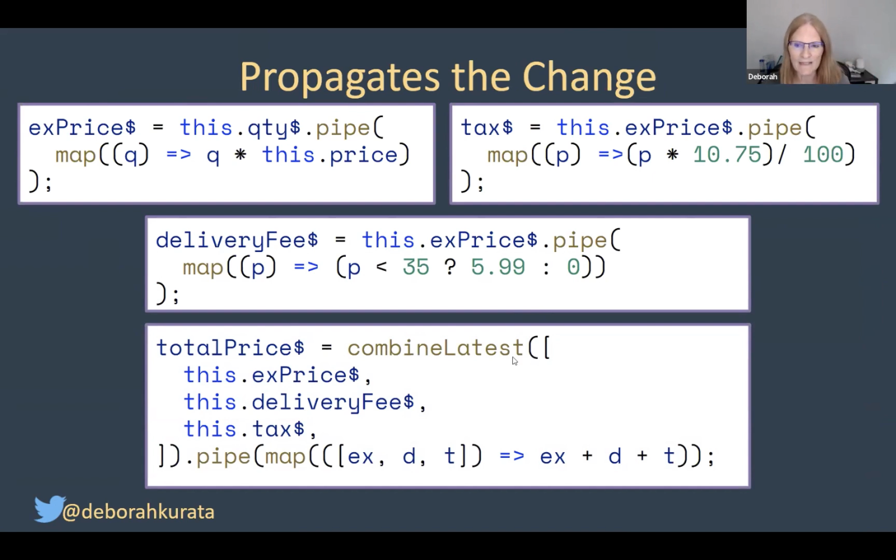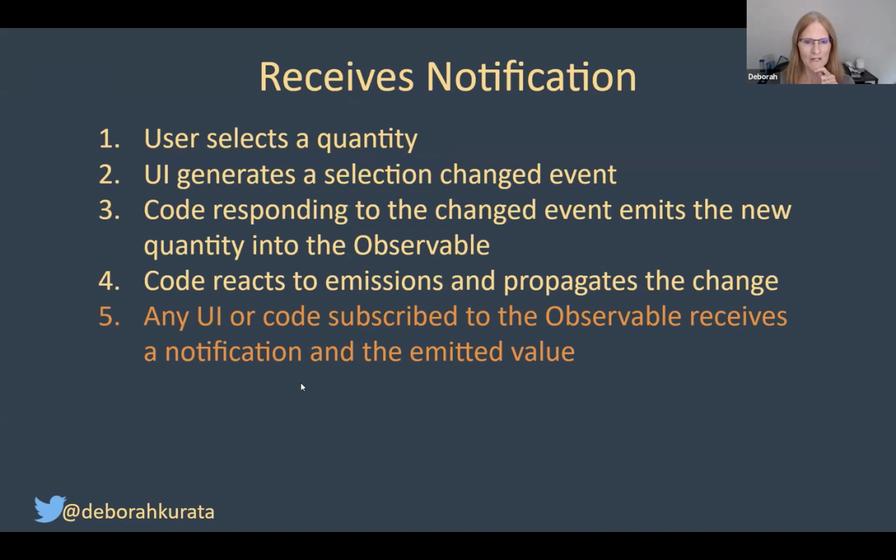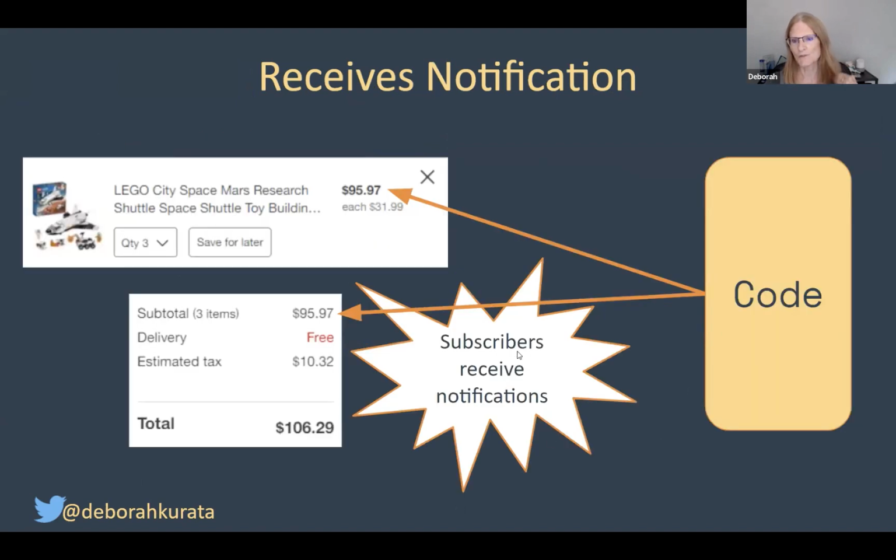Now, again, this will not emit unless each of these guys emit at least once. This won't emit if it was a subject. It's a behavior subject, so it will emit right away. Otherwise, it won't emit until the user changes the quantity. Okay. Any UI or code subscribed to the observable then receives the notification and the emitted value. So the subscribers then receive the notification of this change and can update their values. Now, in these components, they use like an async pipe in order to respond and receive those values.